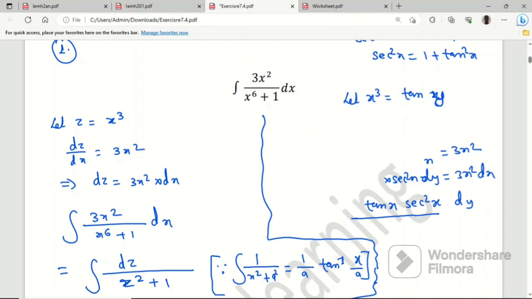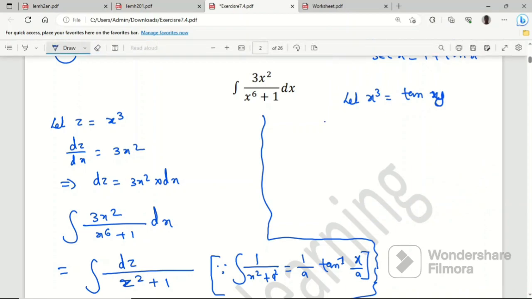So the differentiation, now we have to differentiate tan x cube equal to tan y. So it will give me 3x square equal to, differentiating this with respect to y, tan y with respect to y, it will give me sec square y into dy upon dx. Okay, now it is fine.